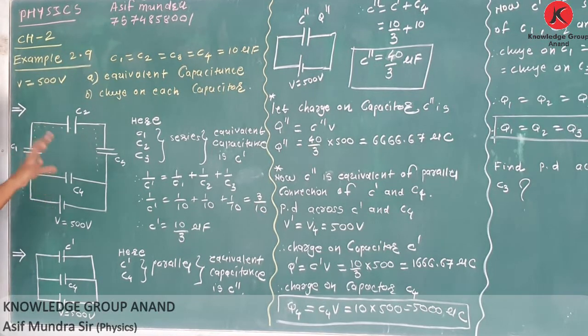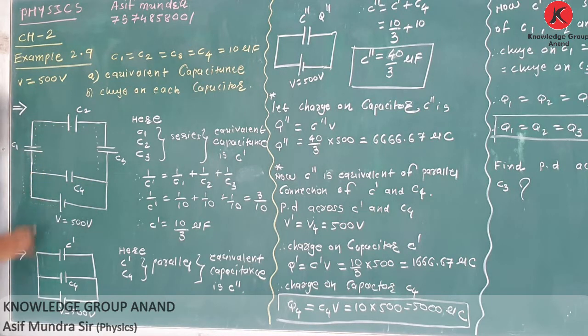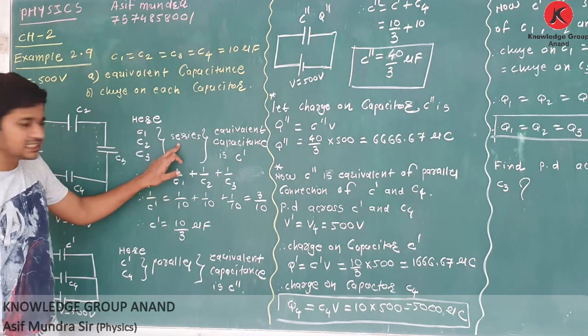Okay. So from the figure, first of all, you have to identify the connection. From the figure, it is very clear. C1, C2 and C3 are connected end to end. So C1, C2 and C3, they are in series connection. So how to write? C1, C2, C3, they are in series connection.